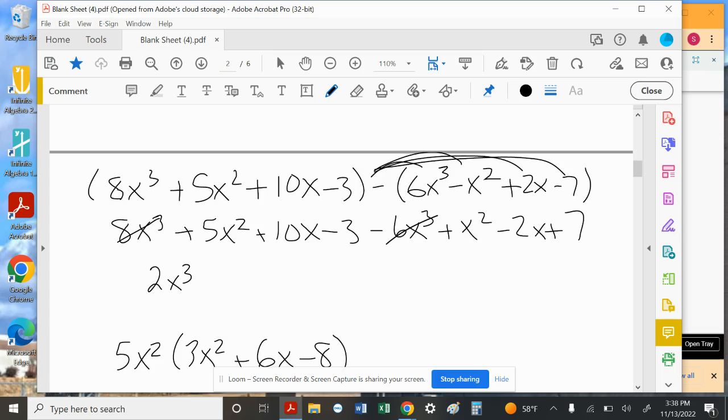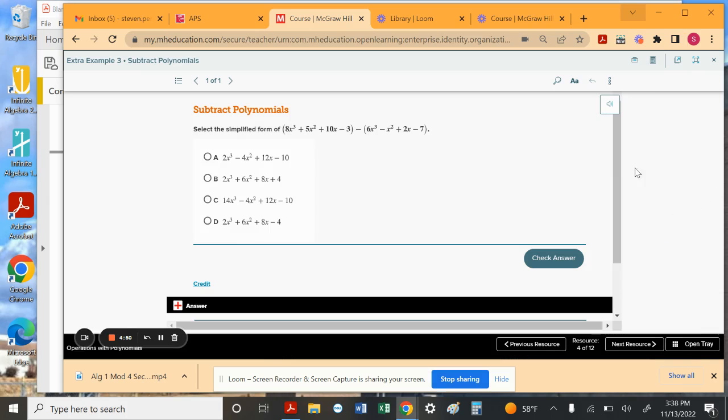That takes care of those. 5x squared plus 6x plus x squared is 6x squared. Takes care of those. 10x minus 2x is plus 8x. Takes care of those. Minus 3 plus 7 is plus 4. So 2, 6, 8, and 4 for my constant terms.